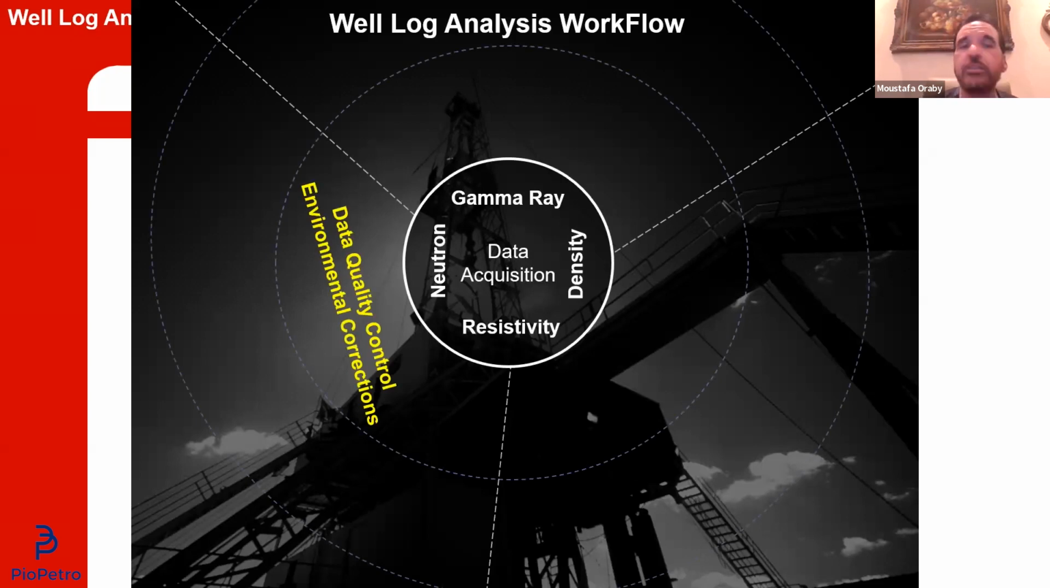You should not do any type of evaluation of any data that you have unless you do environmental correction. What does it mean by environmental correction? Well, your tools, before they leave the service company and go to the field, are calibrated to make sure they function properly. But they are calibrated based on the API calibration, the American Petroleum Institute calibration procedure. This calibration is different than the environment that you put the tool in.